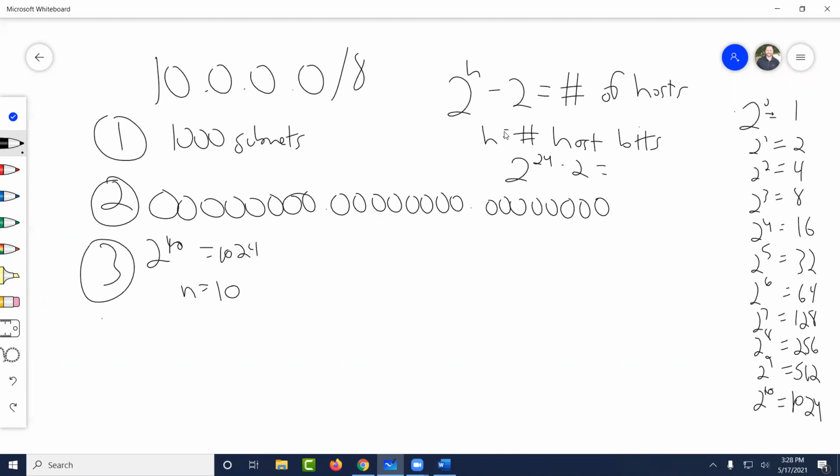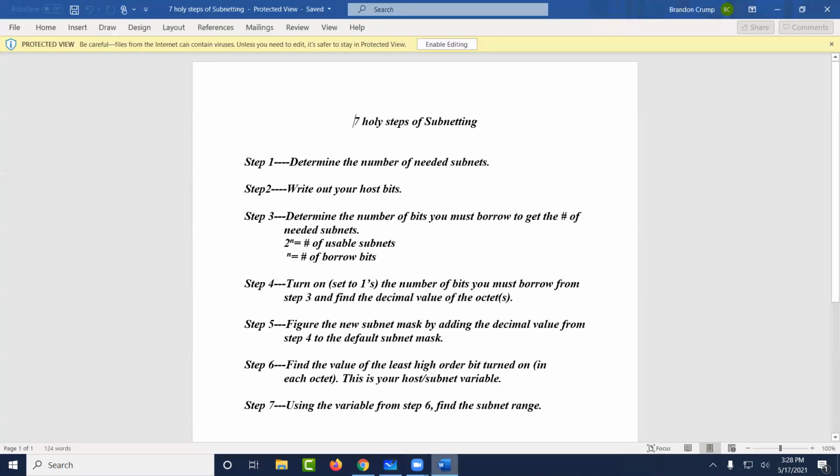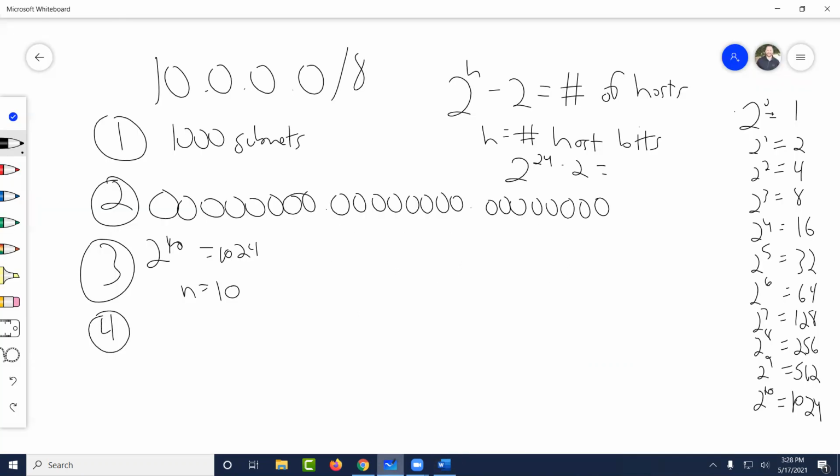Step 4. Now this is where it gets a little bit weird. You must turn on, or set to 1, the number of bits you must borrow from step 3 and find the decimal value of that octet. And this is the first case where we have crossed what is called a bit boundary, or in other words, we've crossed an octet. So we're going to turn on 10 different positions.